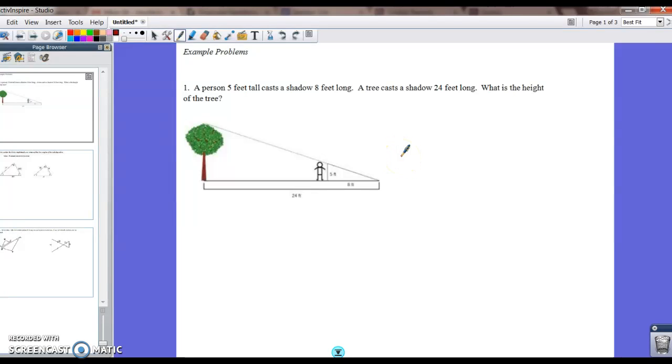Hey everyone, I want to take a few minutes to go over the problems from class. So if for some reason you missed class or you just needed a quick refresher, this is the place to be. So let's look at problem number 1.